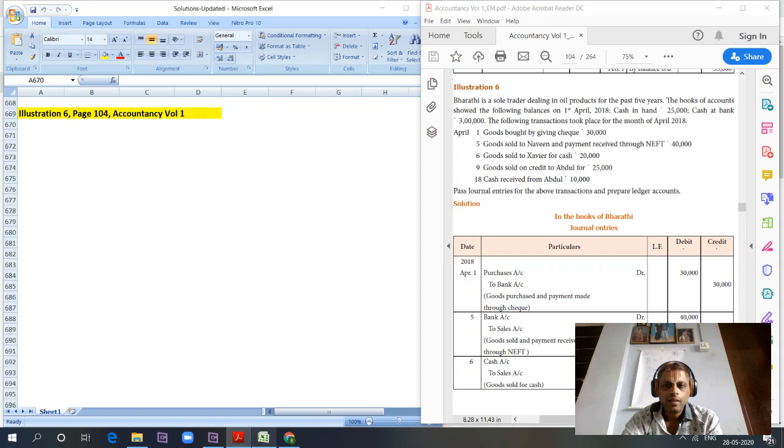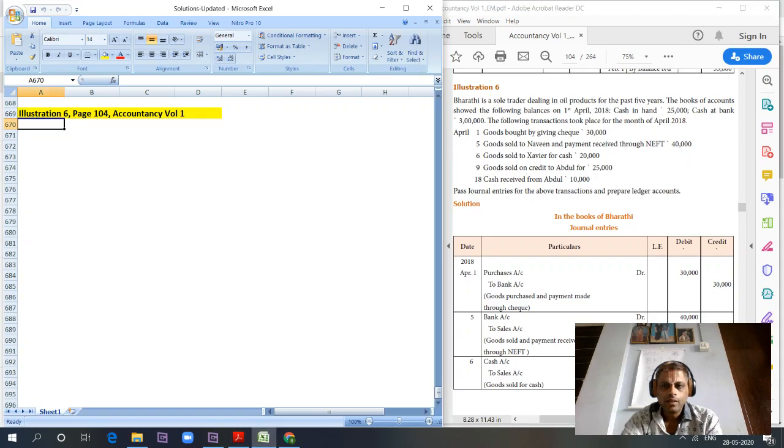And I'm into illustration 6, page 104, currency volume 1. We have to prepare journals and ledgers. This illustration is a different one where we have a beginning balance also. In the earlier sum, we discussed the accounts which can be carried forward, right? So this is a carried forward transaction. Let's look into that in detail.